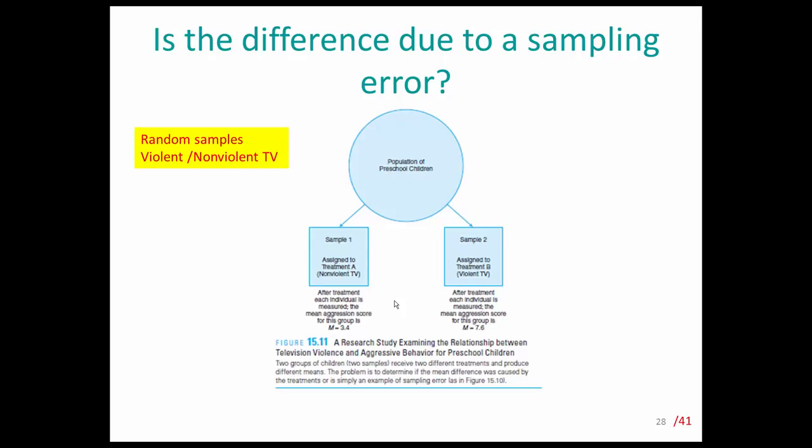For example, if you have two samples and you have one group watch violent TV and the other one watch non-violent TV, and after a couple of months you measure their aggression or aggressive behavior, and you see the difference, like here is 3.4 and here is 7.6. So the question is, the averages are obviously different, but how much of this difference is due to sampling error and how much of it is real? How much is due to our difference in treatment?